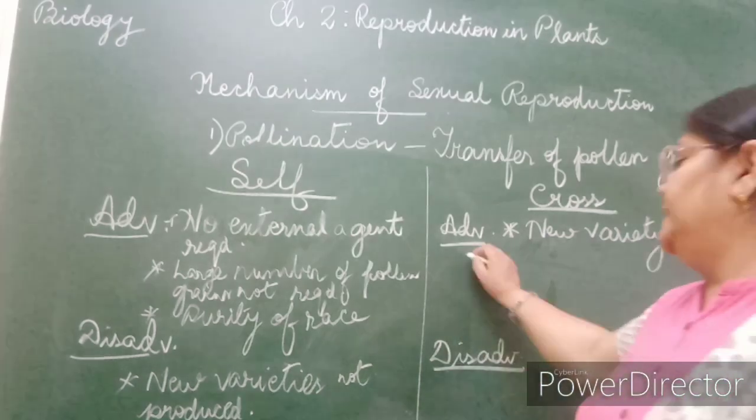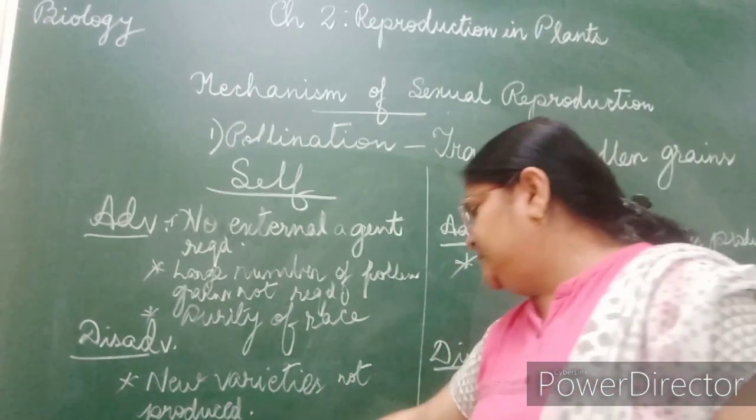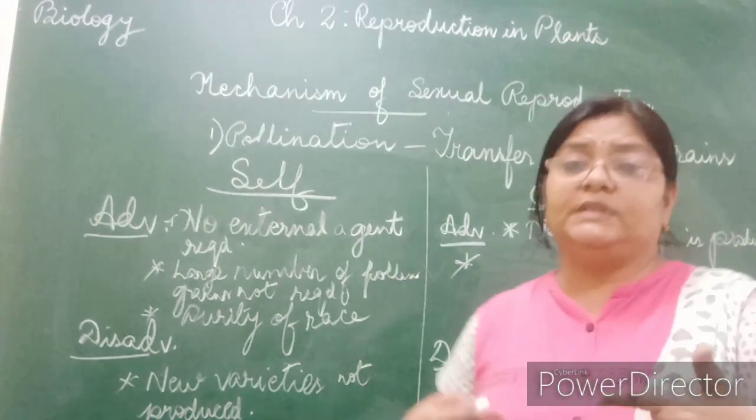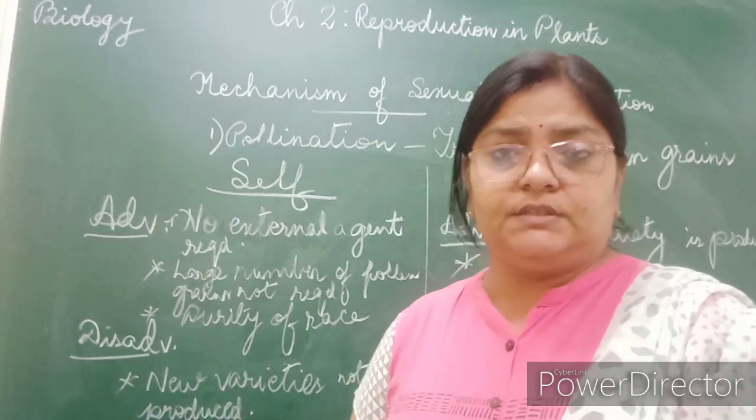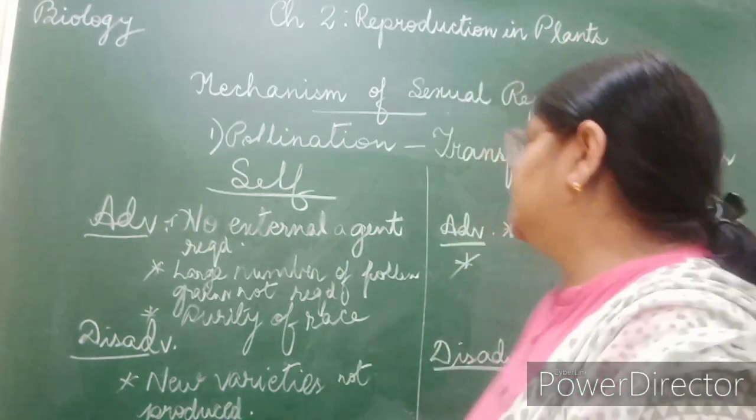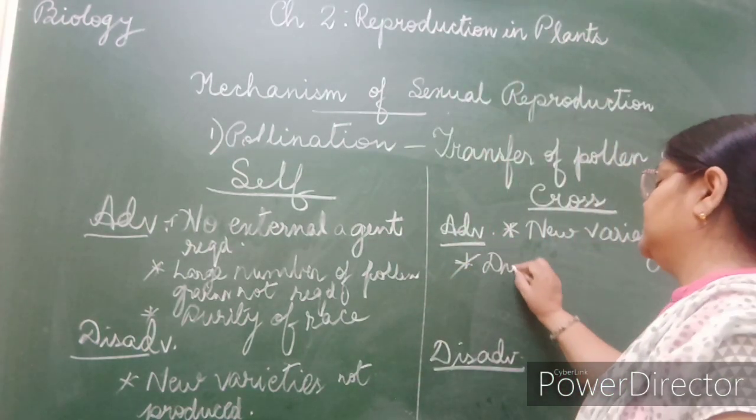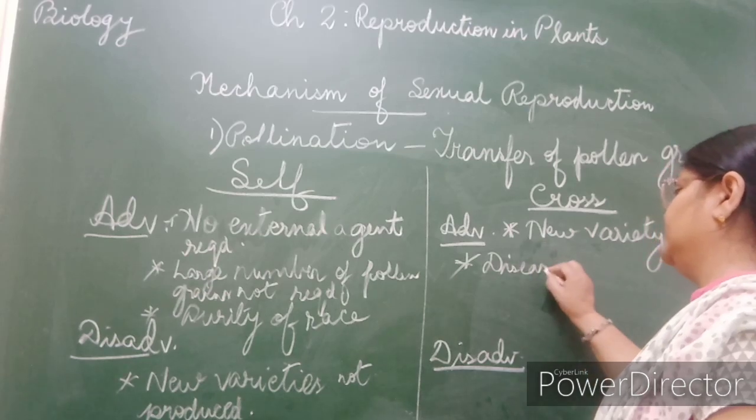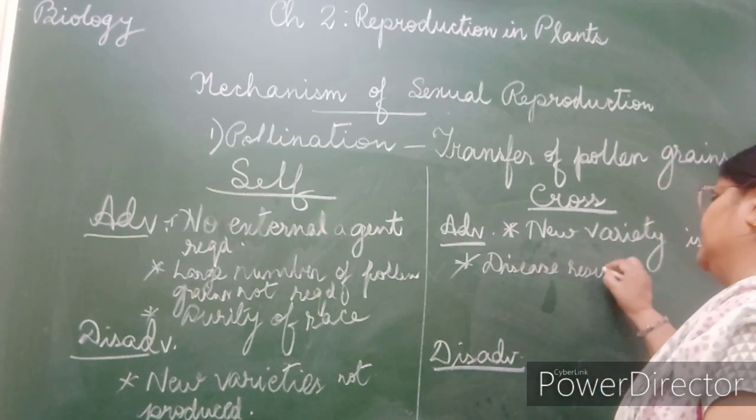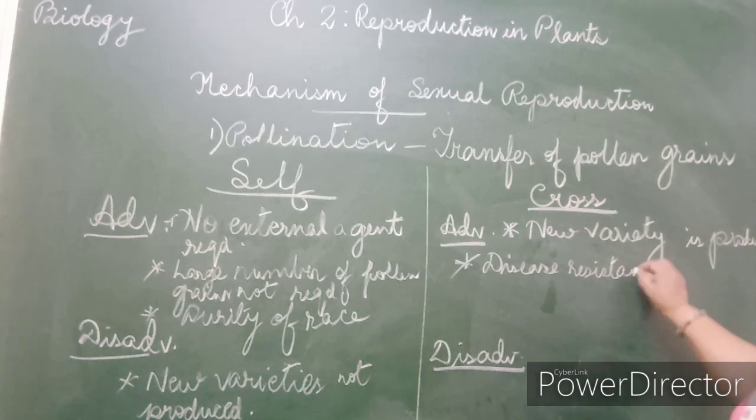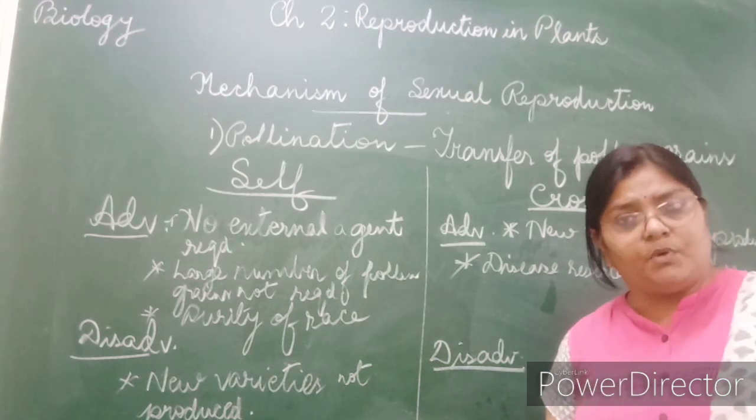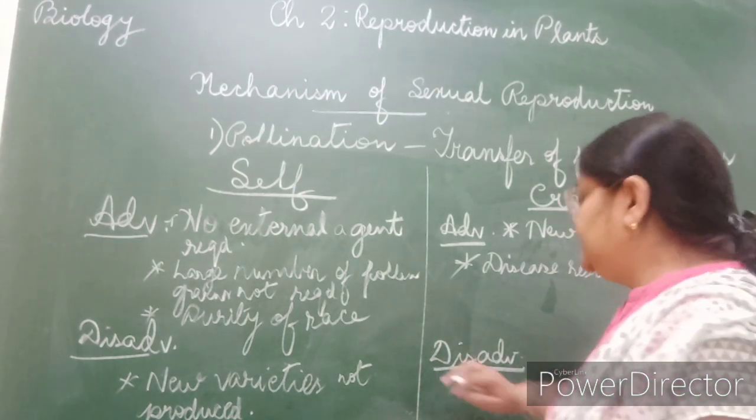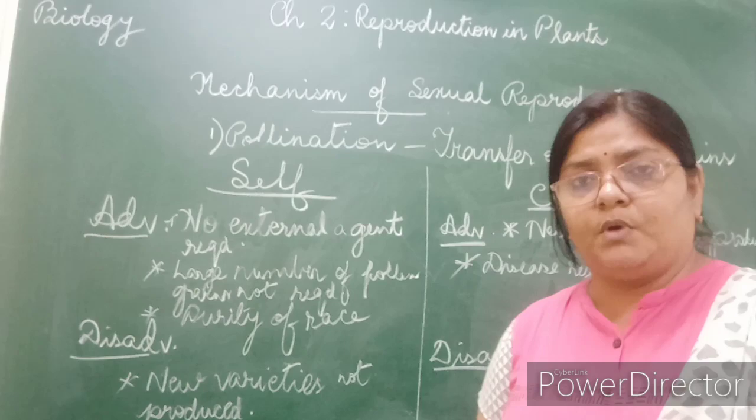Next, disease resistance is less in self-pollination, because there are no different varieties produced. In cross-pollination, different varieties are produced, so disease resistance is more because of cross-pollination. Now let's talk about the disadvantages of cross-pollination.